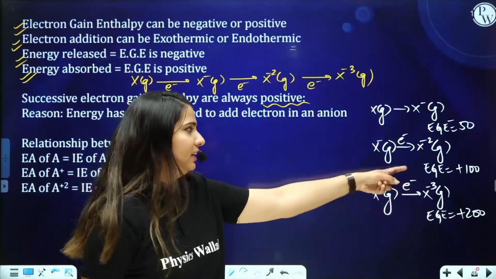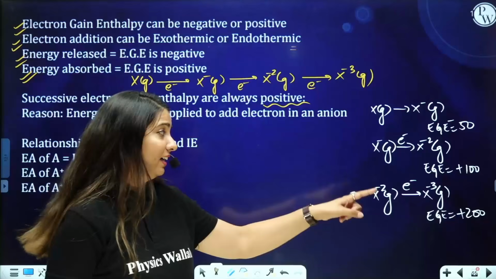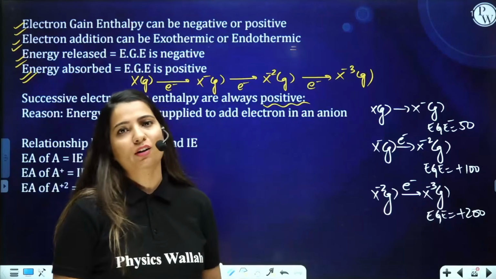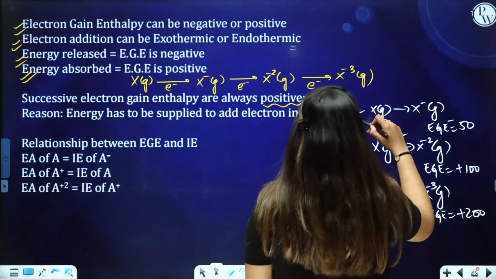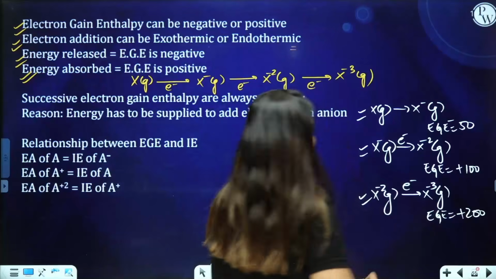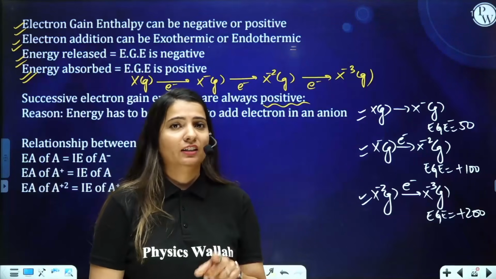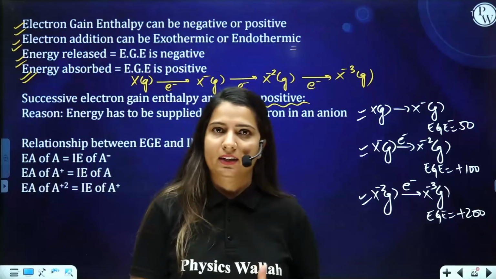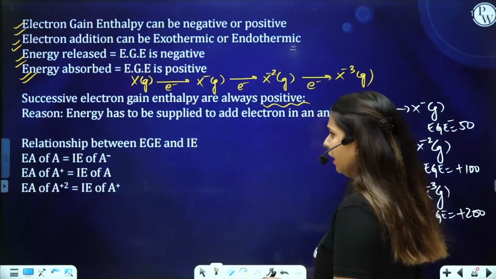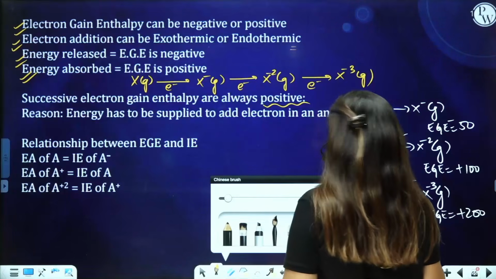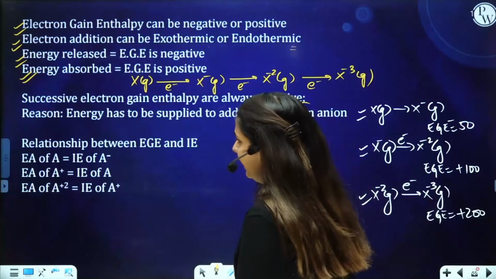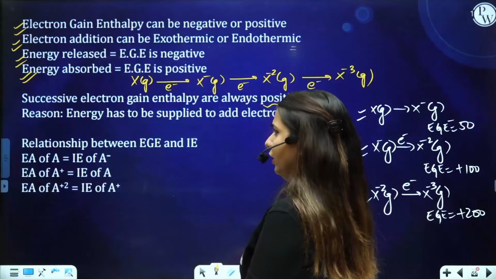The reason is that there is already inter-electronic repulsion. You are again adding an electron, so how will it add easily? This is the meaning of the statement, and you have to remember this. The further processes will be endothermic, right? Okay.